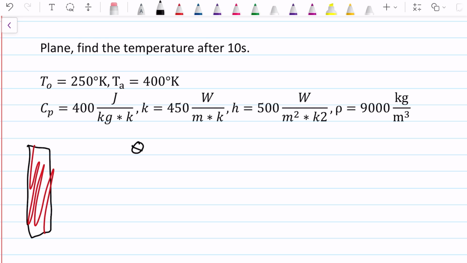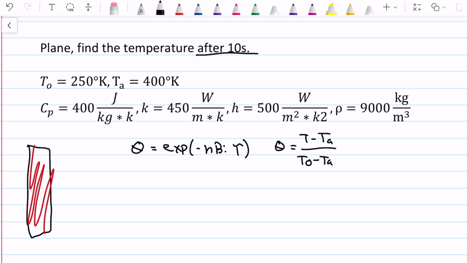Our lumped capacitance model is dimensionless temperature equals the exponential of negative n times the Biot number times tau. Let's start defining stuff. Our dimensionless temperature is going to be T minus T_A over T naught minus T_A. For this problem, they want us to find the temperature after 10 seconds, and we're given a ton of values. If you're given a question like this, it's not going to be laid out as I laid it out, so you're going to have to be able to read and then find this.